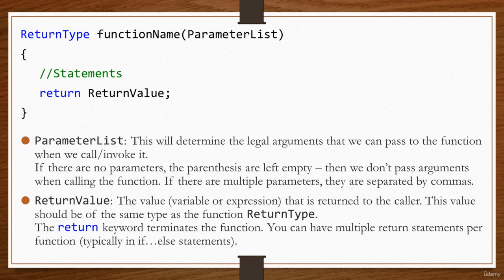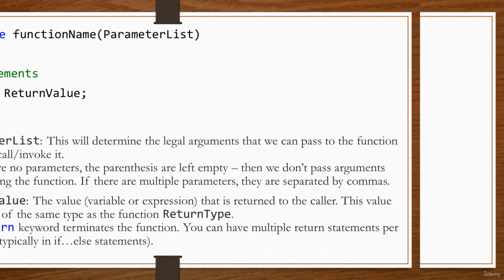Then you have the return value, and that is the value, which again is a variable or some expression, that is returned to the caller. This value should be of the same type as the function return type. Alright, that's another important thing. The return keyword will terminate the function, and you can have multiple return statements per function. This is typically an if-else statement, so if this happens, then return this one value, otherwise return some other value.